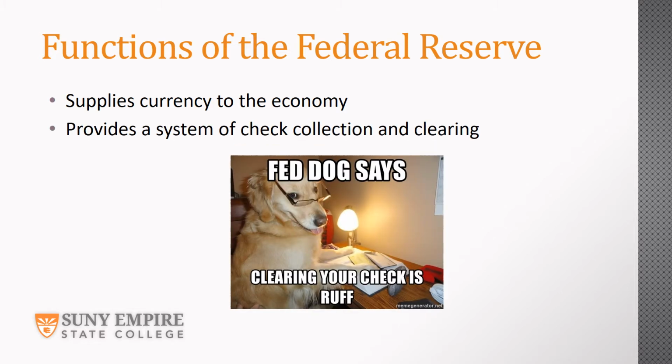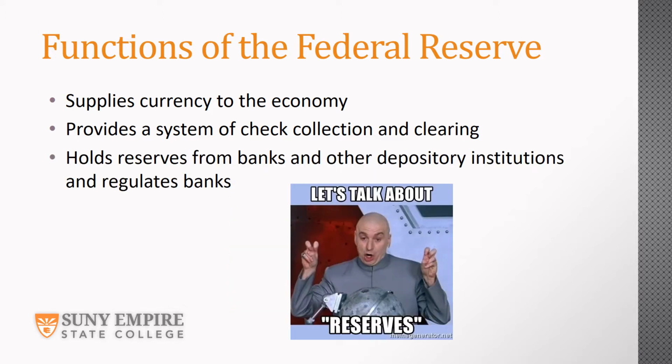The next role of the Federal Reserve is to provide a system of check collection and clearing. The funds for checks must move from bank to bank. This action is facilitated by the Fed. The Federal Reserve also holds reserves. Imagine that. It maintains the reserve balance from banks and other depository institutions like credit unions. It also regulates all local banks.